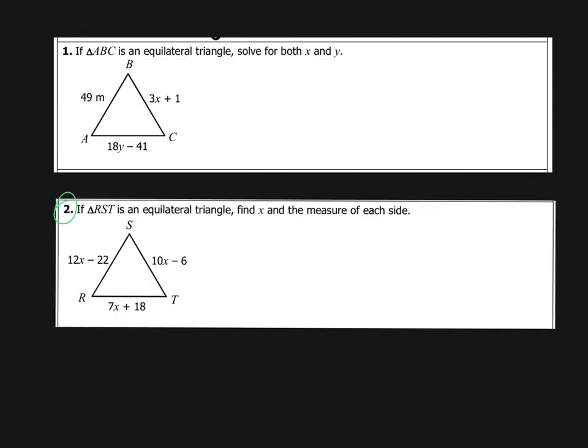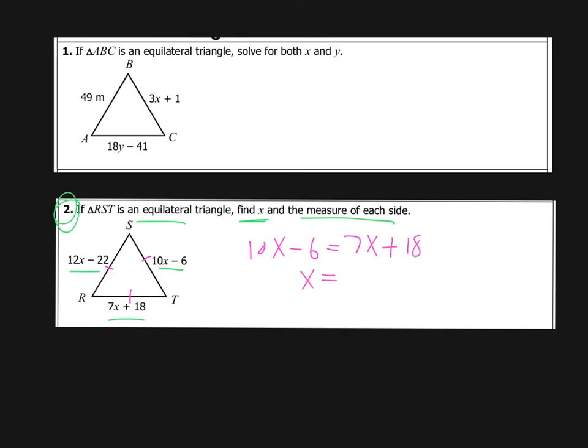On number 2 here, it said that this is an equilateral triangle. They want us to find x, and then they want us to find the measure of each side. So when I look at each side, they all involve x. Now if it's equilateral, don't I know that this side, this side, and this side are all alike? So if they're congruent, set the terms equal. So 10x minus 6 equals 7x plus 18.